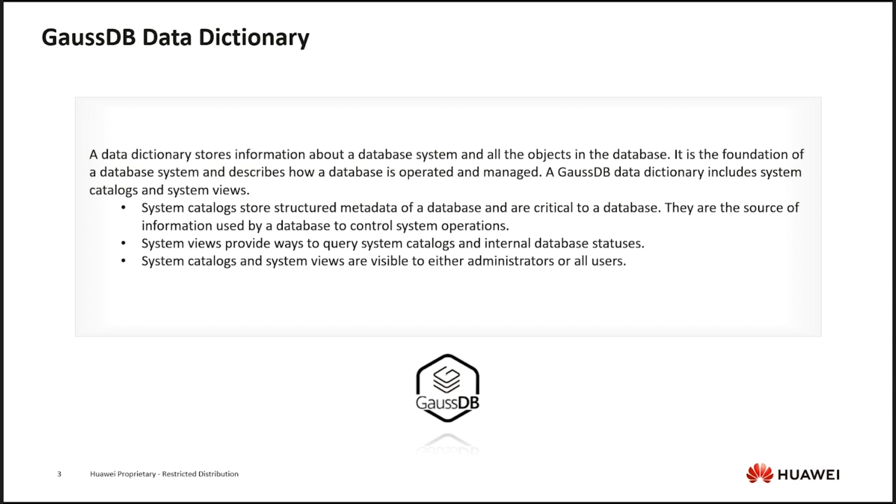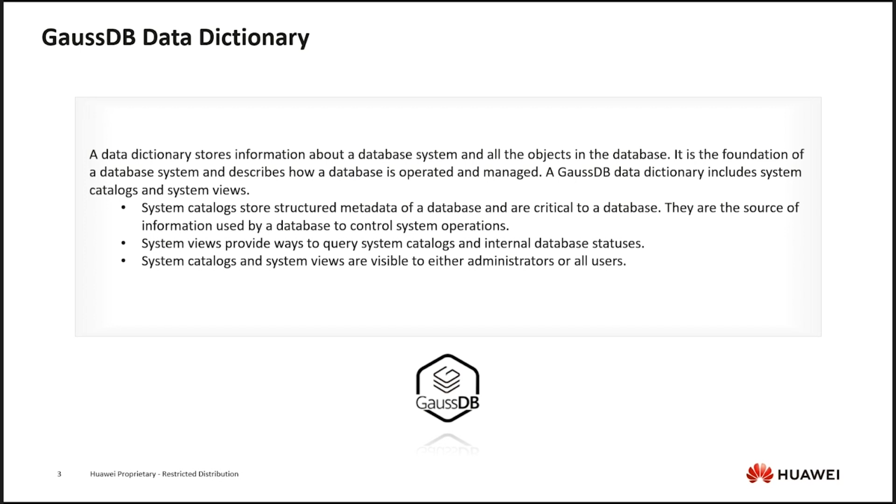A GaussDB data dictionary includes system catalogs and system views. System catalogs store structured metadata of a database and are crucial to a database. They are the source of information used by a database to control system operations.